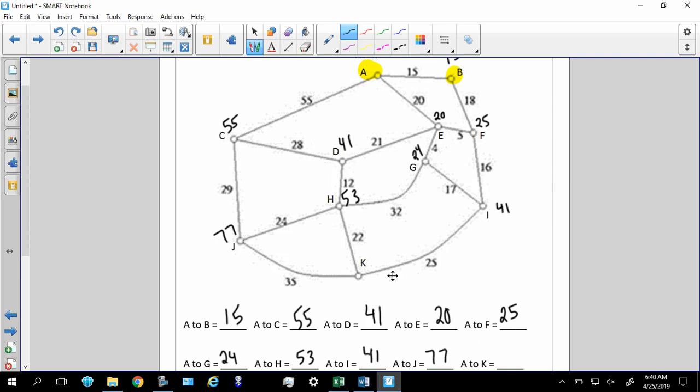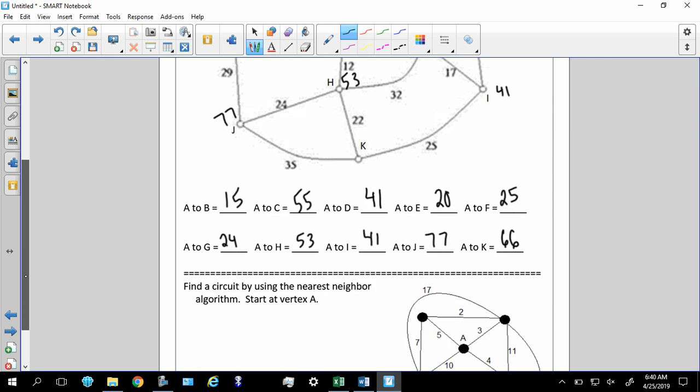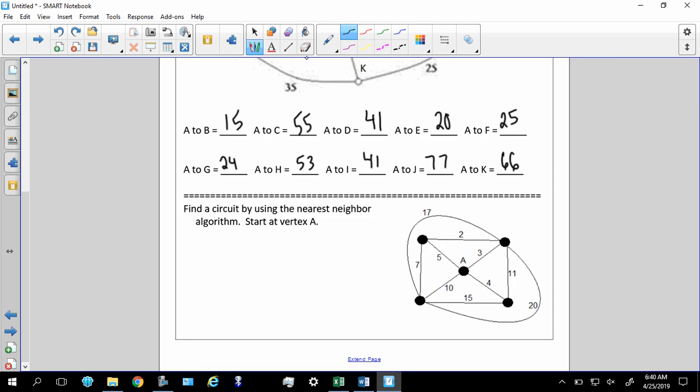And then A to K, let's see. I think it would be I to K, which would be 66. There you go. Now, I recommend putting numbers on each of these cities, so to speak, each of these vertices, because you don't have to go back to A. You already know that A to E is certain, A to G. So you just build off the numbers you wrote down. That's what I would recommend.